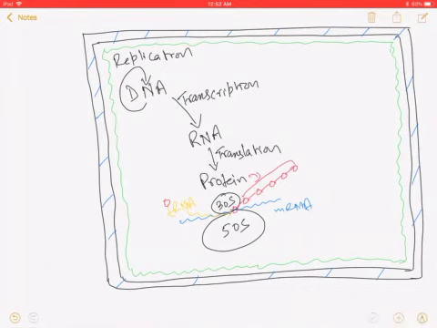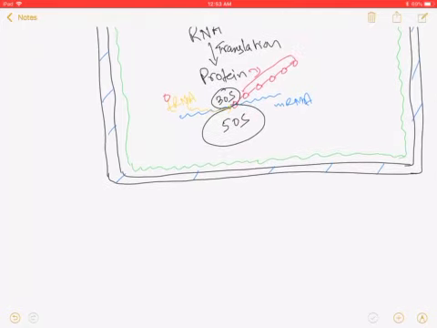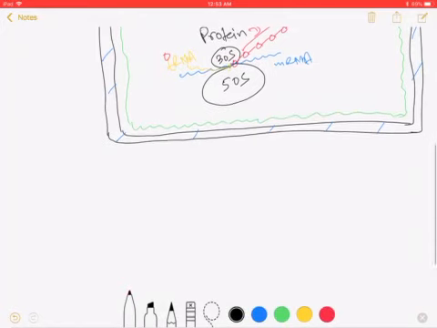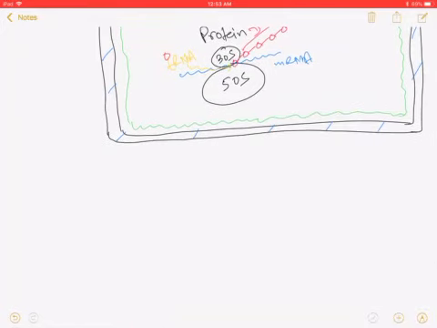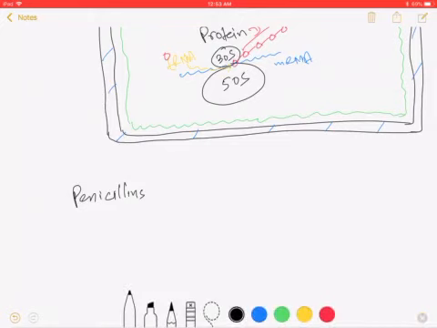Believe it or not, most of the antibiotics that kill bacteria do so either by disrupting the cell wall, or replication, or transcription, or translation. These are the most common ones. So let's look at it. The most common antibiotic, our oldest antibiotic in this class, is the penicillins. Penicillins kill bacteria by disrupting cell wall synthesis. No cell wall, bacteria dies.